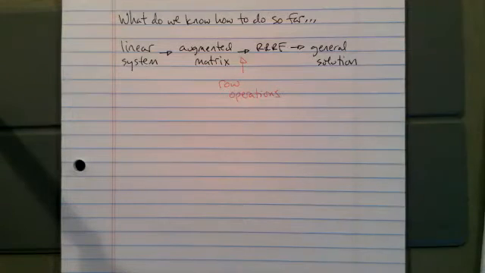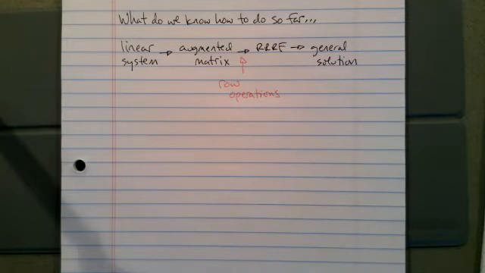So we want to be careful that we use the right words with the right things. We don't want to talk about the solution to the matrix. That doesn't make any sense. And we don't want to talk about the pivots in the general solution, because those two also do not go together.